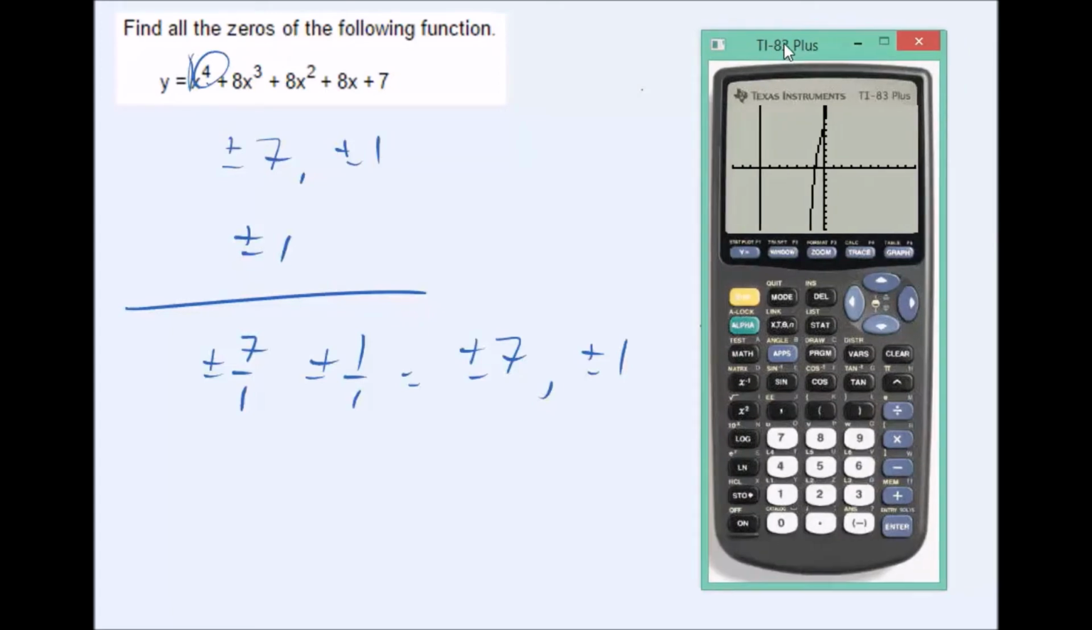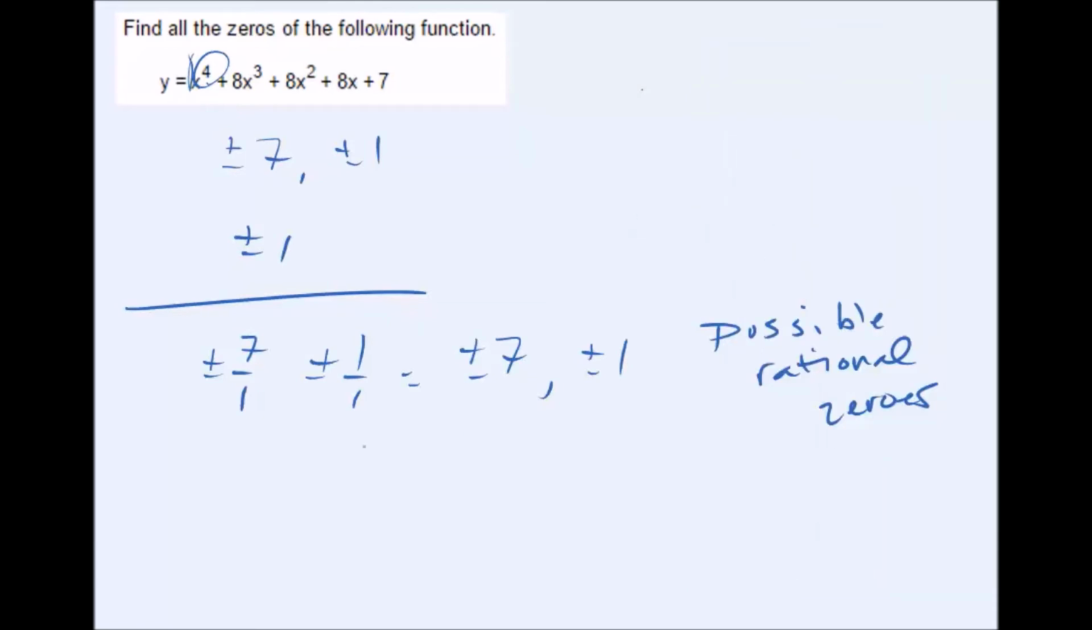And we can use the calculator to help us get an idea of what the real zeros are. Since we've already listed the possible rational zeros, plus minus 7, plus minus 1, we can just look at this graph and tell that the 2 real zeros are negative 1 and negative 7. So we know the 2 real zeros are negative 1 and negative 7.